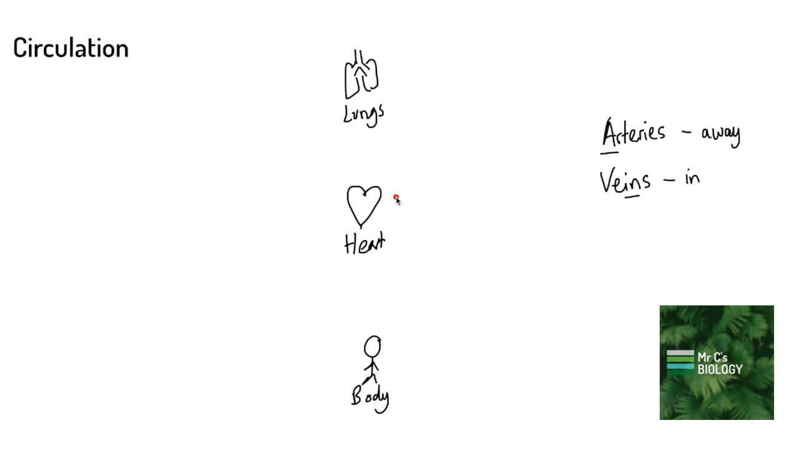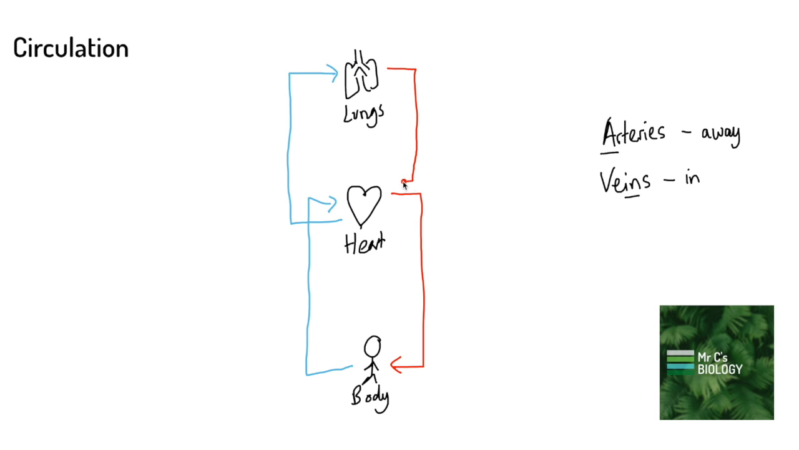So we've got a blood vessel that goes away from the heart towards the body. Because it's going away from the heart, it's called an artery. And we've got another blood vessel that's going to go from the body back to the heart. And from the heart, we actually have a blood vessel that goes away up to the lungs, and then at the lungs we have another blood vessel going back down into the heart again.